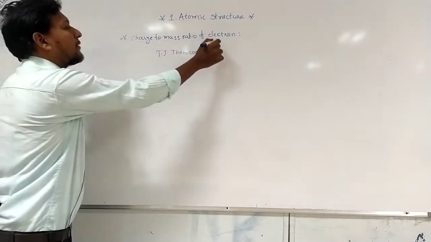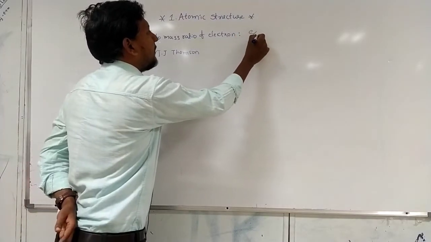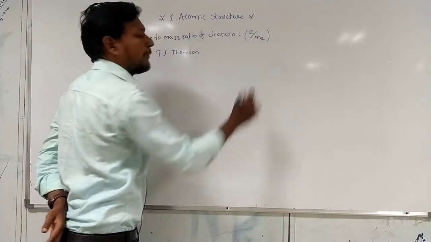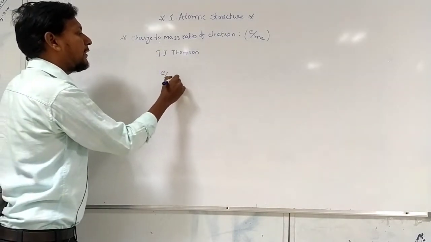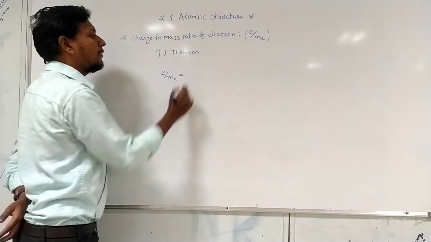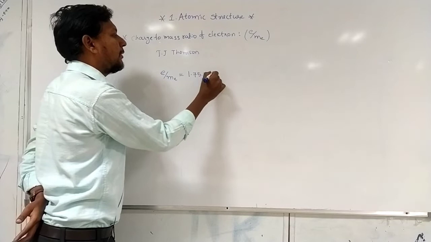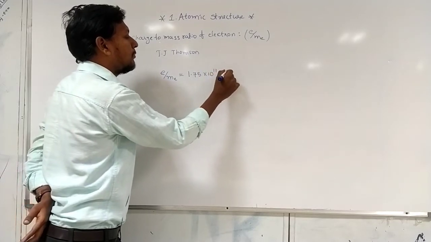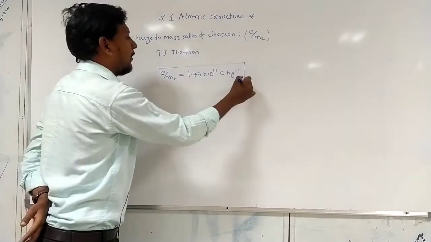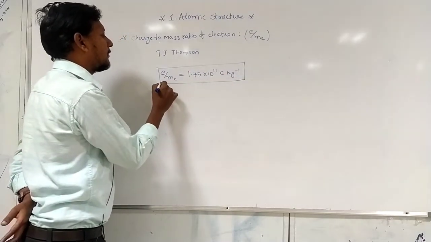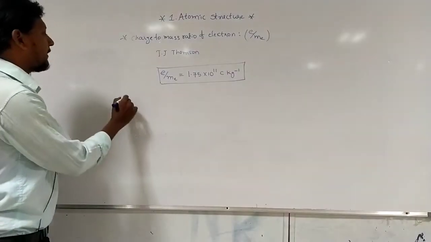Charge to mass ratio of electron is indicated with e/me. The final value is 1.75 × 10^11 C kg^-1. This is the final value. You have to remember this one, because it is useful whenever we solve numerical problems.